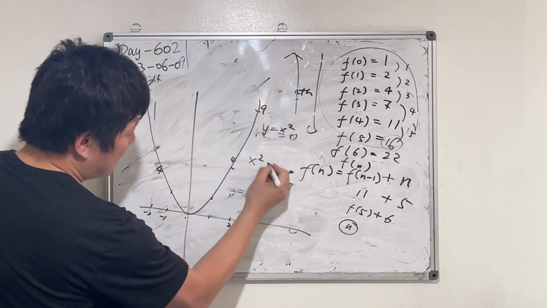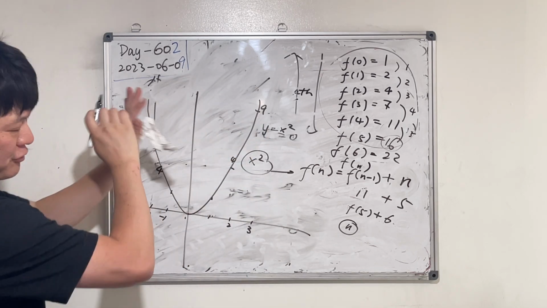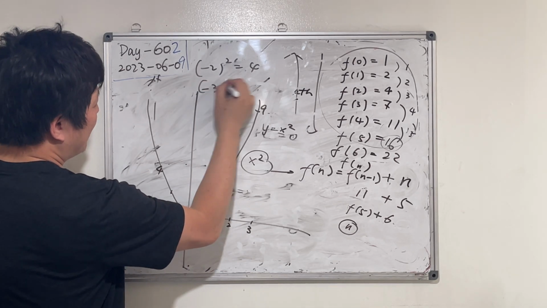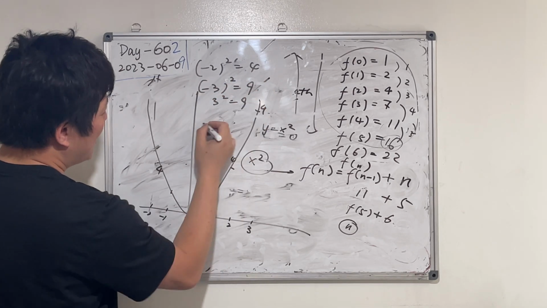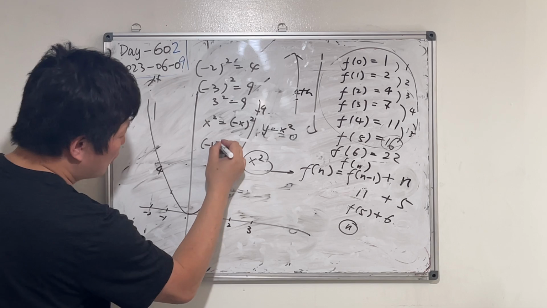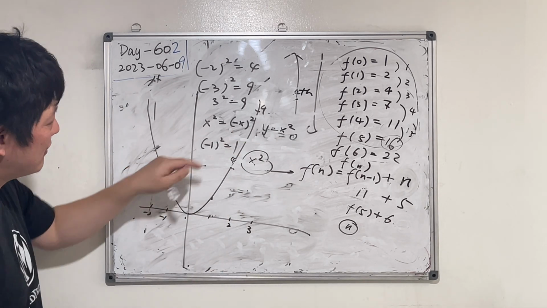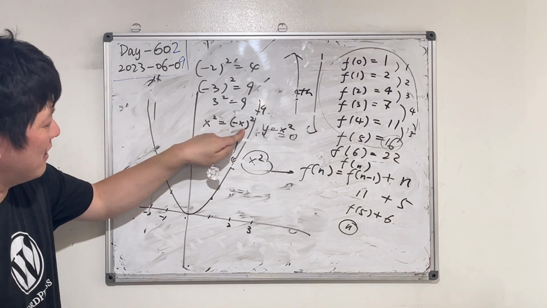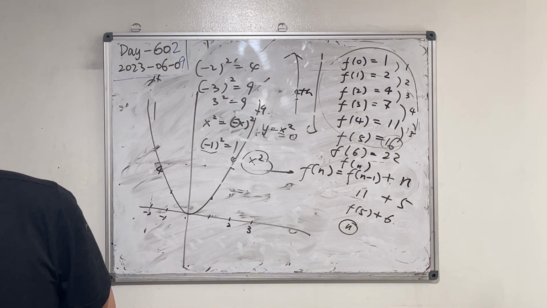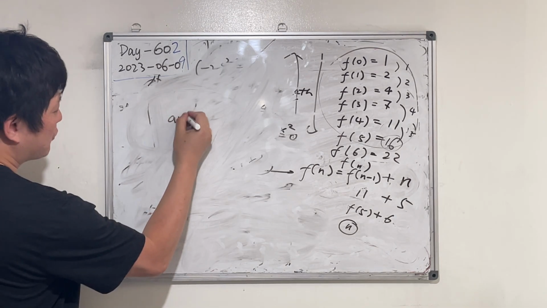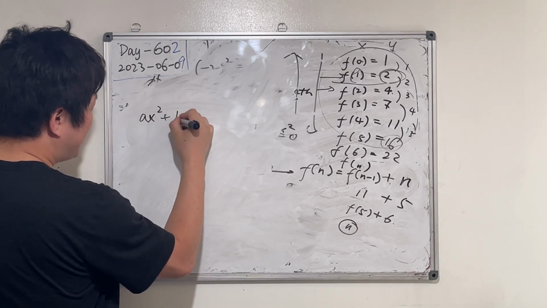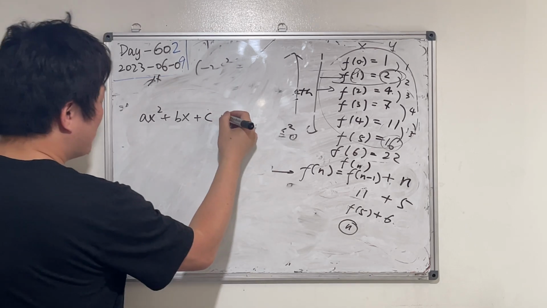For x squared, you know it's symmetric. Minus 2 squared is 4, so minus 3 squared is 9. 3 squared equals 9, so x squared equals minus x squared, because minus 1 squared is 1. Look, minus 1 times minus 1, a double negative is positive. Ax squared, this is 2 times. Quadratic, we call it quadratic, plus bx plus c equals Fn.